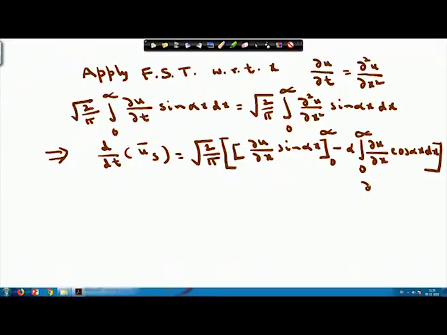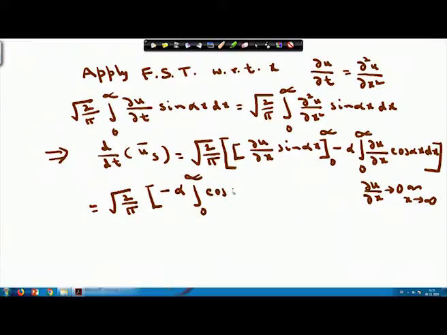and note one thing: from the given condition ∂u/∂x approaches 0 as x approaches infinity. Therefore, whenever you put the limiting value for infinity, this term will also vanish. So, overall this term will vanish for both 0 and infinity. So, the first term vanishes over here, and you will obtain root over 2 by pi, minus alpha into integral 0 to infinity cos of alpha x into ∂u/∂x dx.